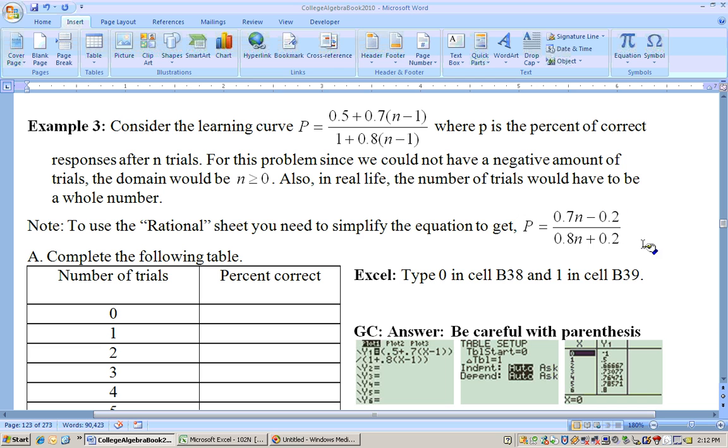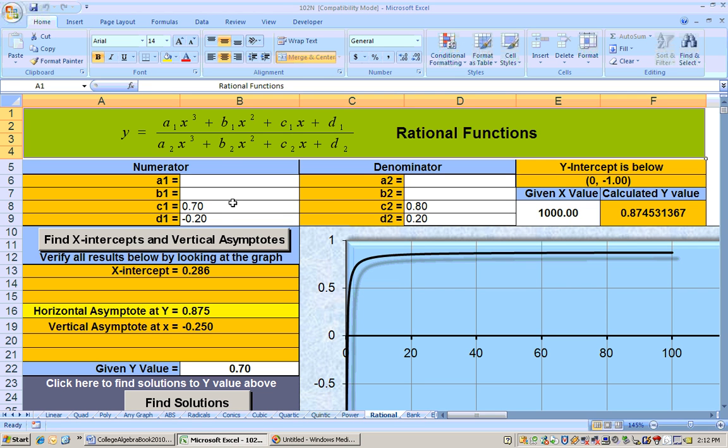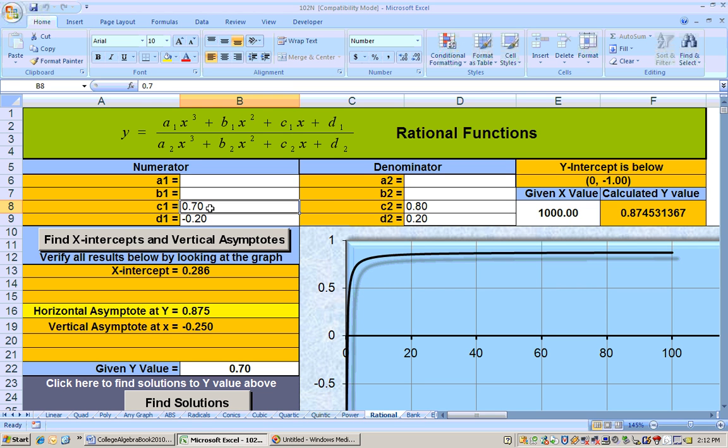So now that it's simplified, I just need to type in my coefficients into the Excel sheet. So my coefficients for the numerator are 0.7 and minus 0.2, and for the denominator 0.8 and positive 0.2. And they're in here. And this is my linear coefficient. Here's my constant for my numerator. And in the denominator I had 0.8n plus 0.2. So they're in there now.